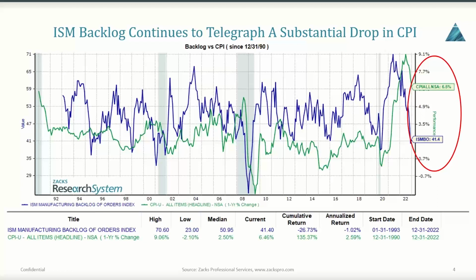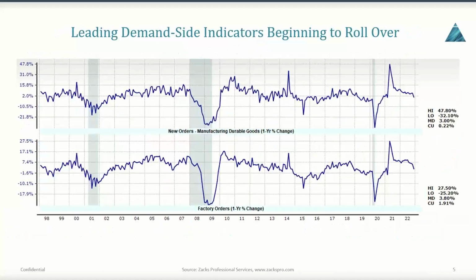But the bad reason for it to come down is on the demand side. If there is weakness in demand, then given a steady state rate of production, that would lead to a clearing of backlog. And that's exactly what I think is happening. Many demand side leading indicators are starting to roll over. This was one of the reasons why I was bullish early last year, 2021.